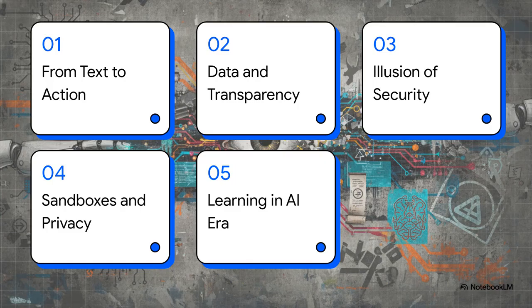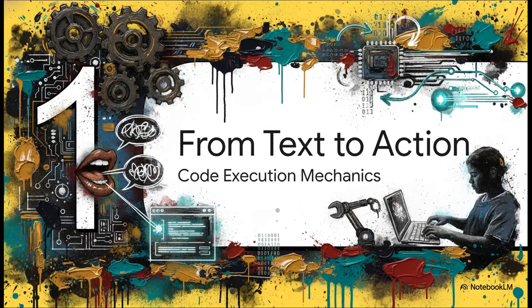Here is our roadmap for today's explainer. Number 1, from text to action. 2, data, facts, and transparency. 3, the illusion of security. 4, sandboxes and data privacy. And finally, 5, learning in the AI era. Let's dive right in. Starting with section 1, from text to action.